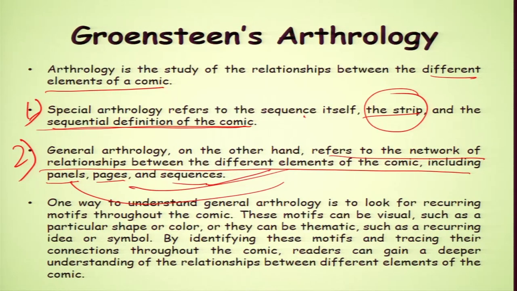One way to understand general arthrology is to look for recurring motifs throughout the comic. These motifs can be visual, such as a particular shape or color. They can be thematic, such as a recurring idea or symbol. By identifying these motifs and tracing their connections throughout the comic, readers can gain a deeper understanding of the relationship between different parts of the comic.